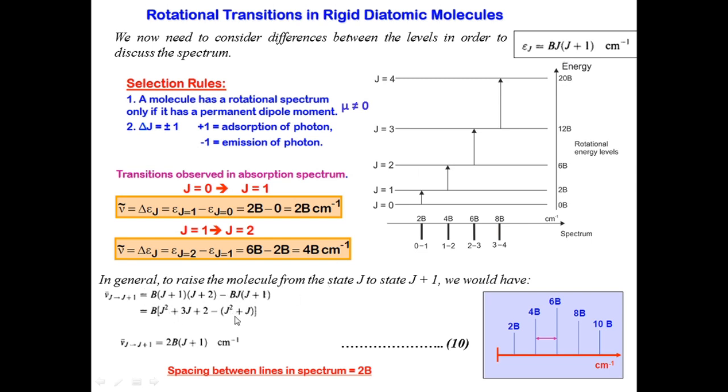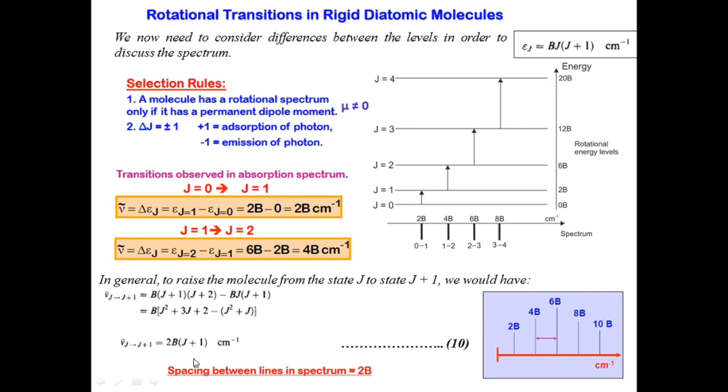So if we expand, we get B into J square plus 3J plus 2, minus J square plus J. When we solve this equation, we get an expression for the transition from J to J plus 1 state: nu bar for J to J plus 1 is equal to 2B into J plus 1 centimeter inverse.